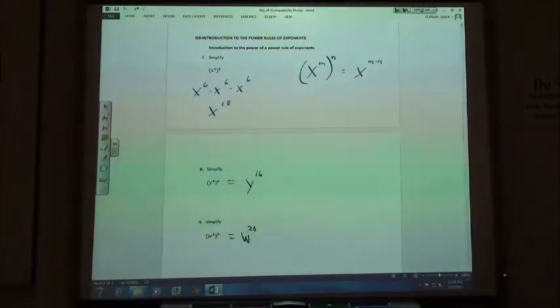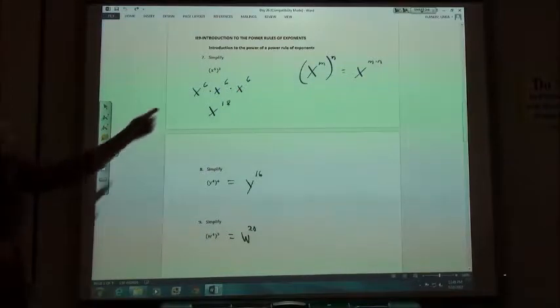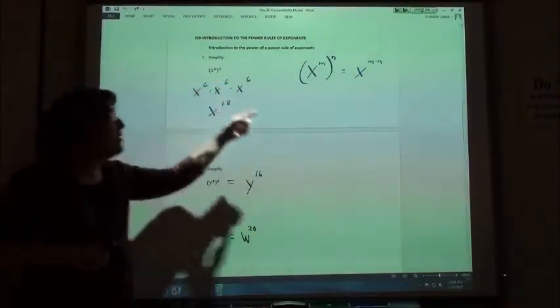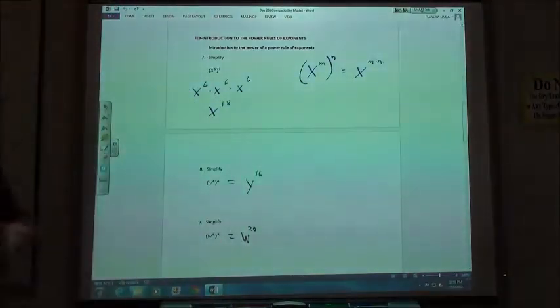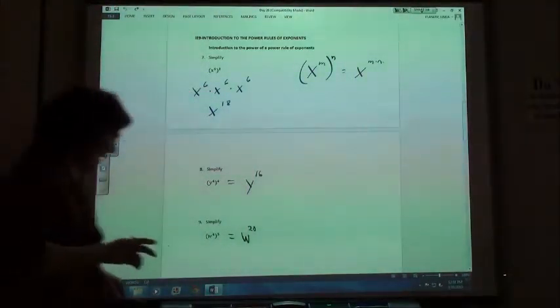So in my head, I always think it's one step lower. When I multiply, I end up adding. When I raise to a power, I end up multiplying those exponents together.